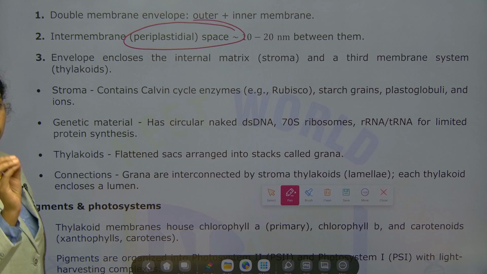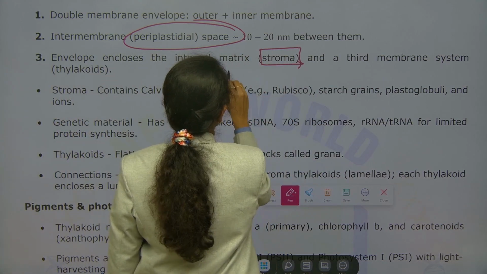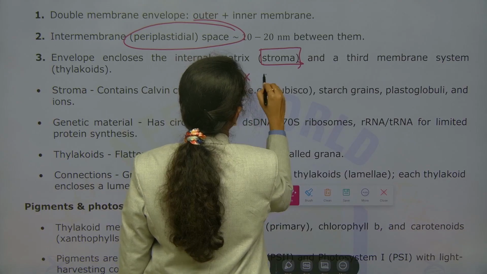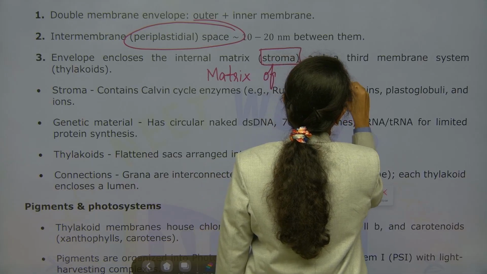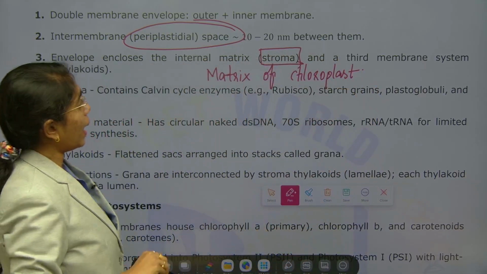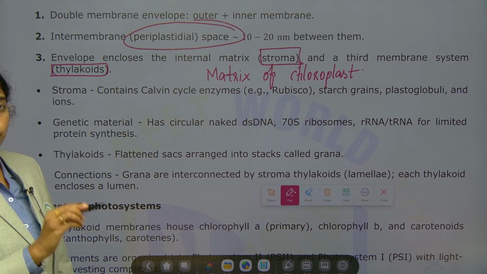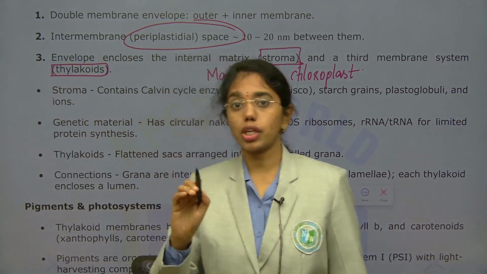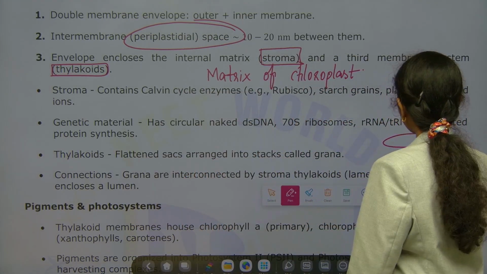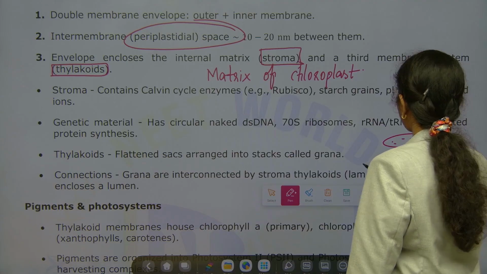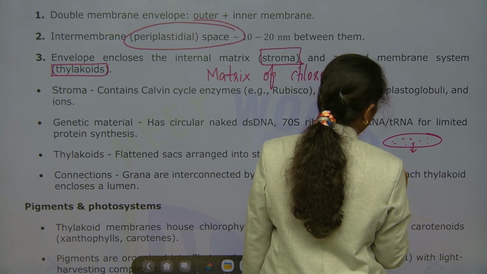The matrix of chloroplast is stroma. What is stroma? Matrix of chloroplast. And a third membrane system, that is thylakoid. Thylakoids are membranous sac-like structures present in the stroma. And inside the membrane of the thylakoid we have thylakoid lumen.